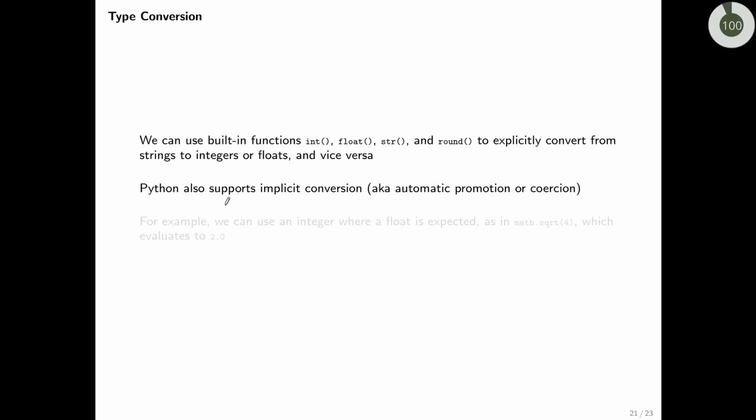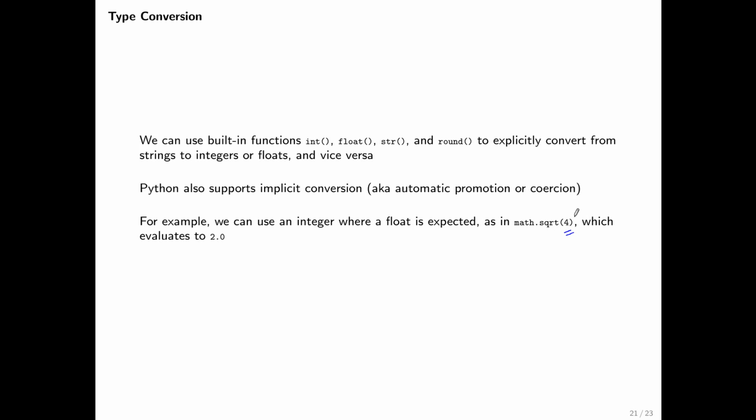And Python also supports implicit conversion, which is also called automatic promotion or coercion. For example, we can use an integer where a float is expected, as in math.sqrt(4). So square root really expects a floating point number, but you can give it an integer. Python will automatically promote that argument 4, which is an integer, to 4.0, and then calculate its square root as 2.0. So there is some implicit conversion going on here, which is what we call promotion or coercion. This 4 is turned from an integer into a floating point number.